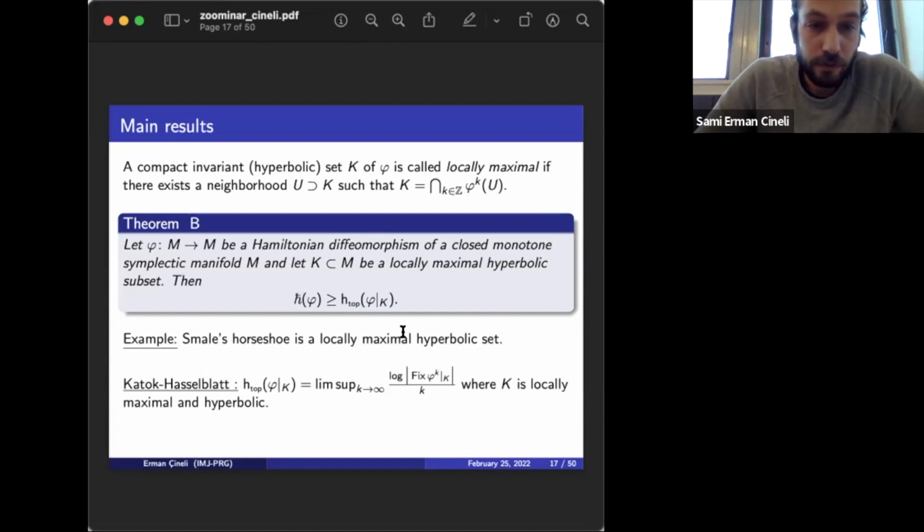As an example of a locally maximal hyperbolic set, one can take Smale's horseshoe. And here's a nice property of locally maximal hyperbolic sets. On them, topological entropy is equal to the periodic orbit growth rate. In general, there is no such relation. Anything can happen. The left-hand side might be 0 and the right-hand side might be infinity, or vice versa. Or the right-hand side might be 0 and the left-hand side non-zero. But on locally maximal hyperbolic sets, we have the equality.